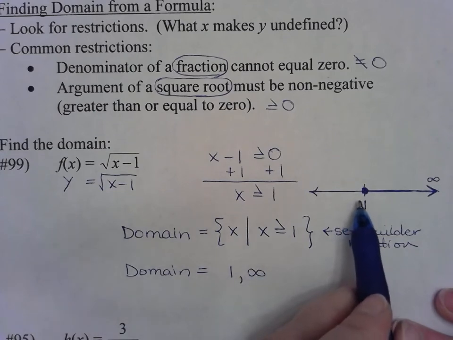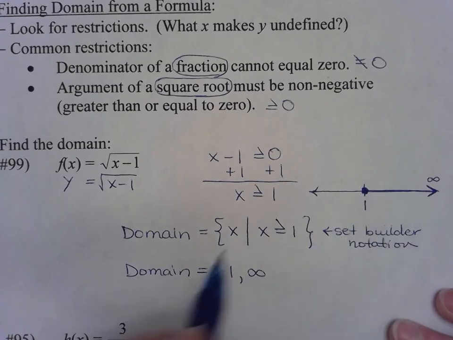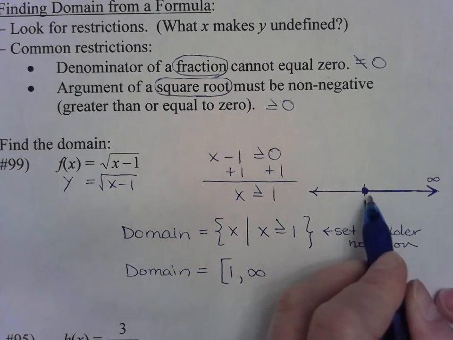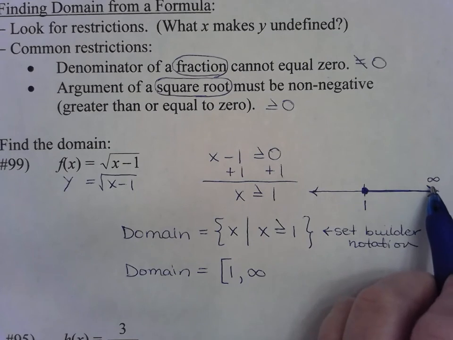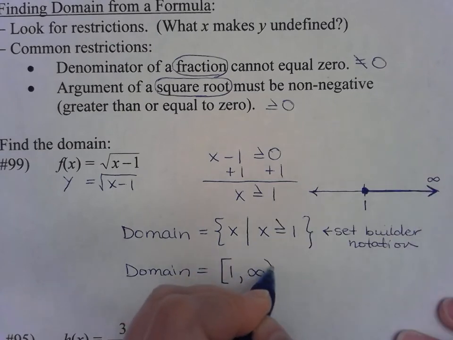If I include the endpoint 1, I'm going to use the square bracket. If I didn't include the endpoint, right, if I just started just after 1, I'd use a parentheses. Because the infinity is not an actual number, it's more of an idea of numbers going on forever, we always use the parentheses for infinity.